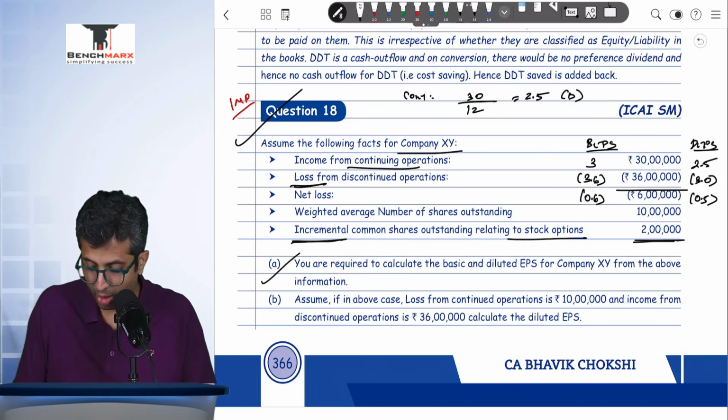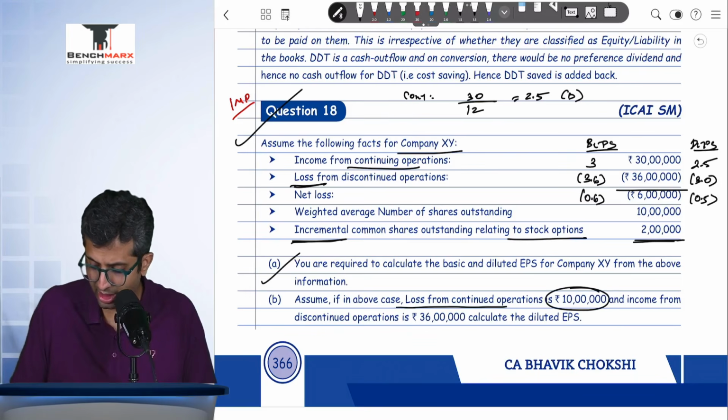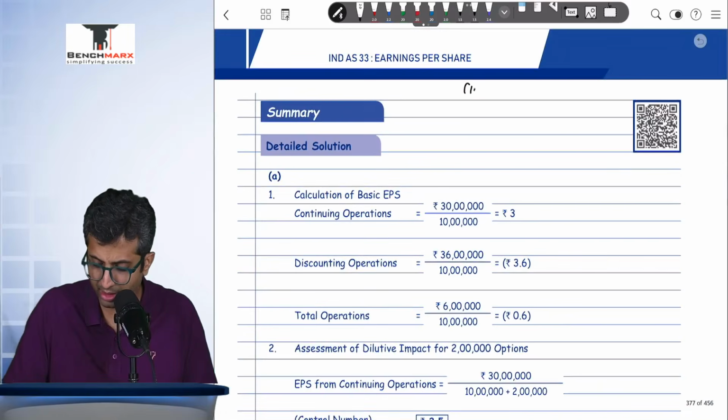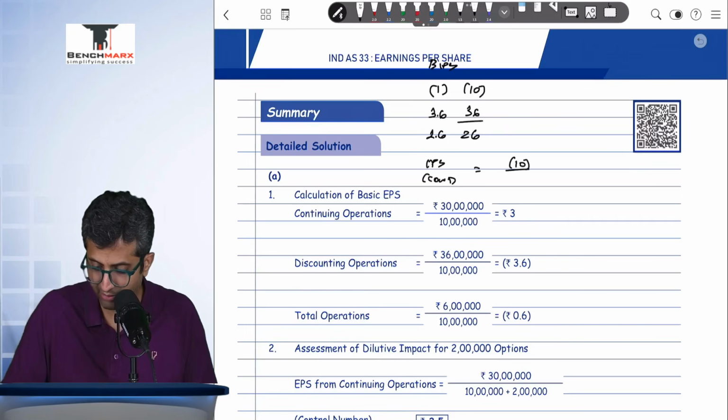Next, assume in the above case, the loss from continuing operations is 10 and the income from discontinued operations is 36. In such a case, this is 10, this is 36, and hence this will be positive 26. When I do the basic EPS calculation, this will be negative 1, this will be 3.6, and this will be 2.6.